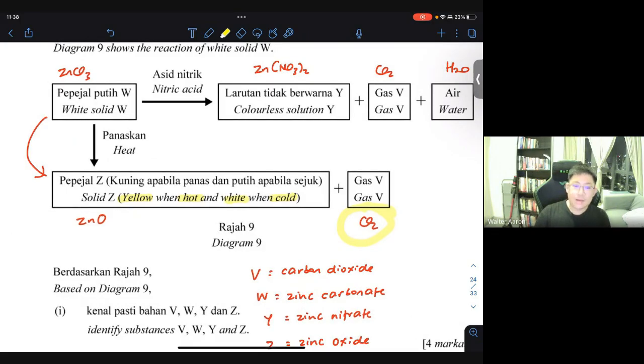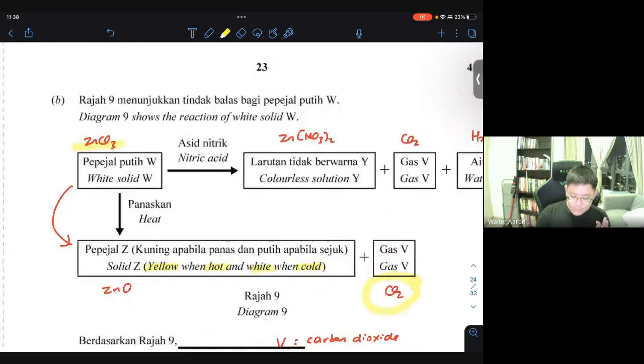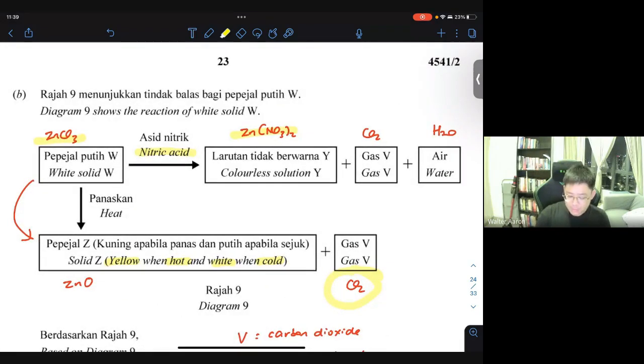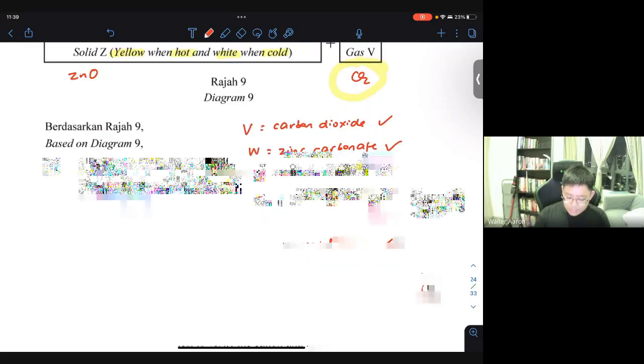Then you will know that if you have zinc carbonate reacting with nitric acid, you should get zinc nitrate, and you get carbon dioxide and water being produced. So I've already explained to you how I get this answer. W, V, Y, and Z are all written here already. V is carbon dioxide, W is zinc carbonate, Y is zinc nitrate, and Z is zinc oxide. 4 marks in total for all correct answers.